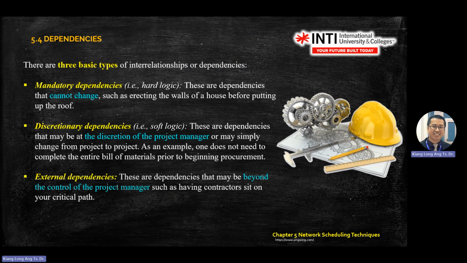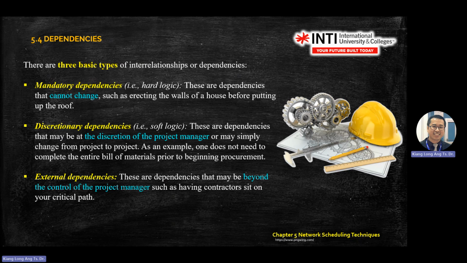Okay. So there are three types of dependencies. One is mandatory dependencies, which is a mandatory parameter that cannot change. Such as erecting the wall of the house before you put on the roof. For example, there are some processes that you need to do first before you start something else, right? You need to build the wall of the house before you can put on the roof. That is a fundamental logic that you should have as a mandatory dependency when you develop a network.